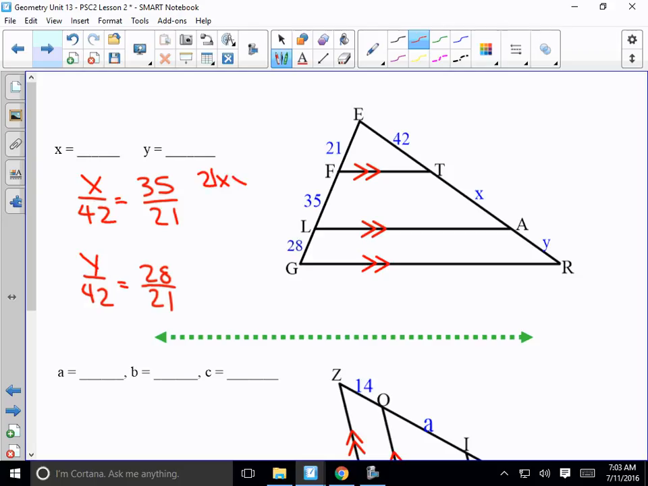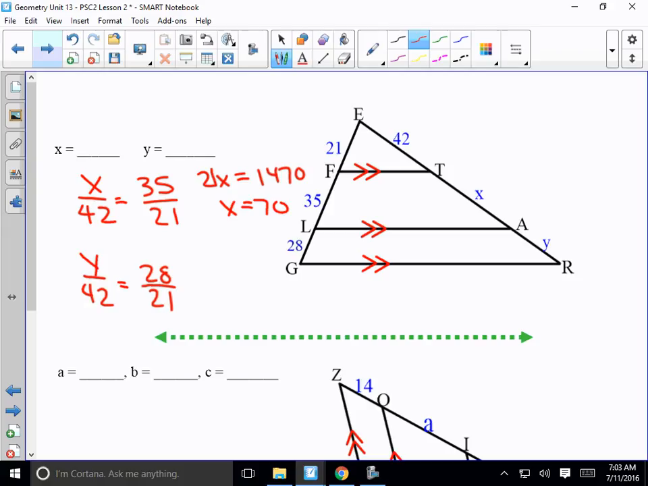21x equals 42 times 35. Okay, 1470 divided by 21, and we're going to get x equals 70. Okay, multiplier of 2 from left to right, so that makes sense.